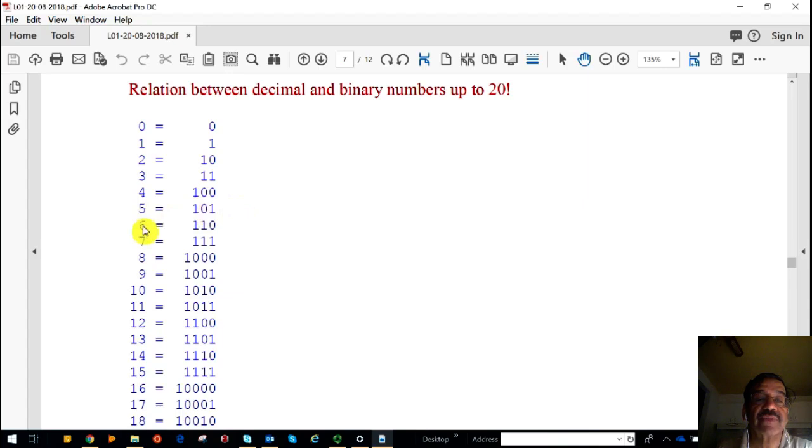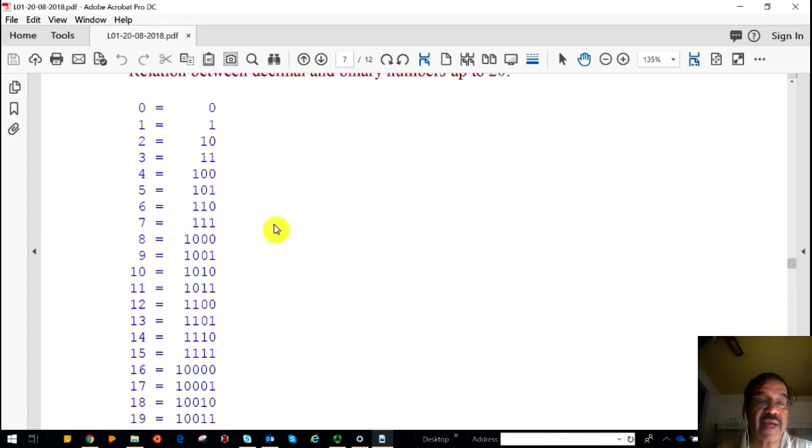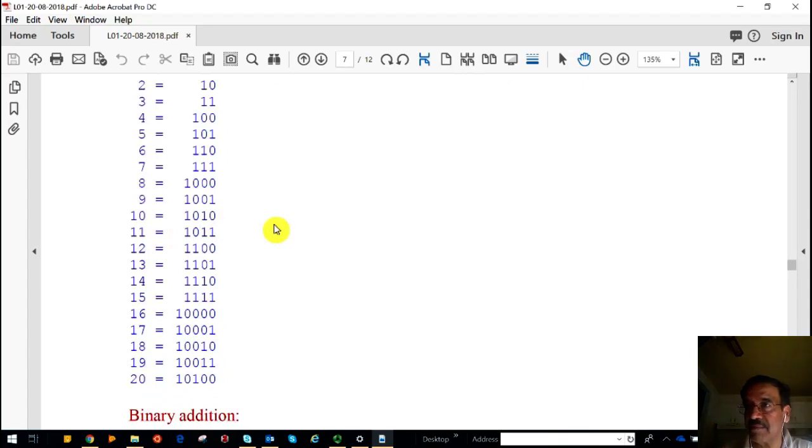Bit pattern for 6 will be 1, 1, 0. If you go through this table, you will understand how you can mentally map a binary system to a decimal system, or a decimal system to a binary system. Okay, so that's about number representation, at least a basic introduction to number representation in computers.